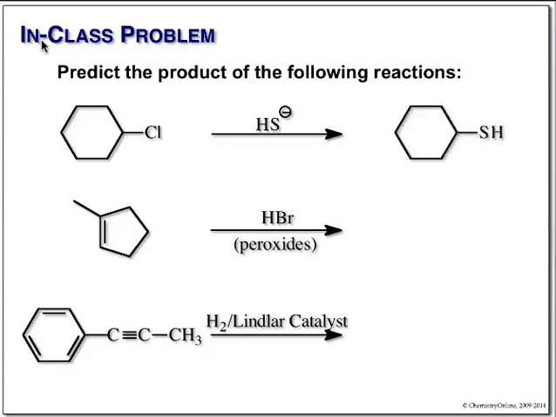HBr with peroxides, we know this is going to give us an anti-Markovnikov alkyl halide. Our most stable radical would be here in our tertiary carbon. That means the bromine is going to add here, and that's our product.